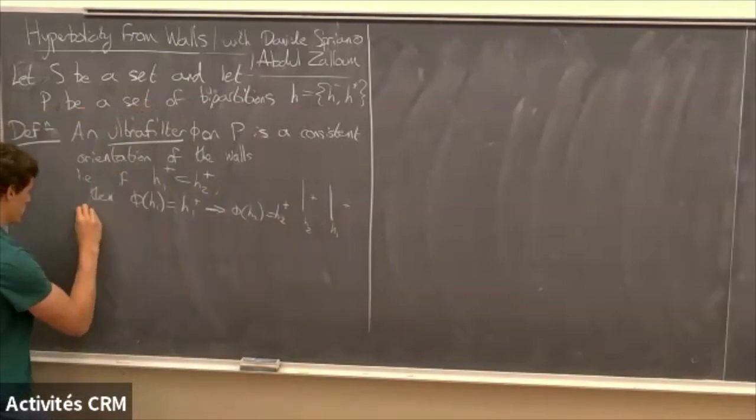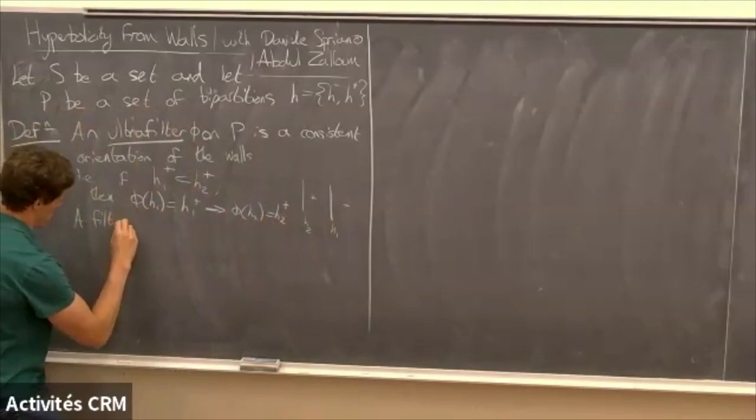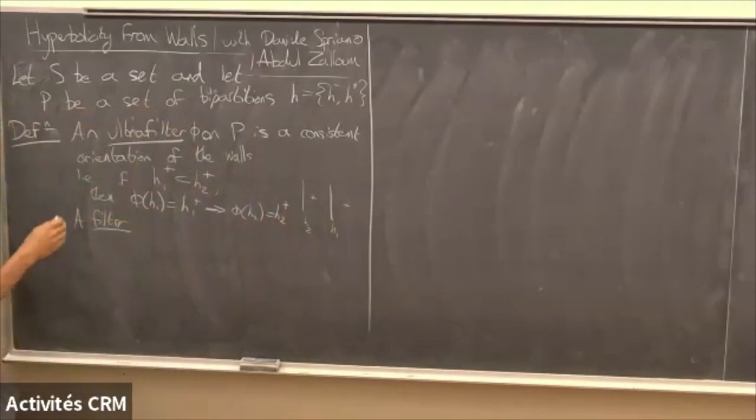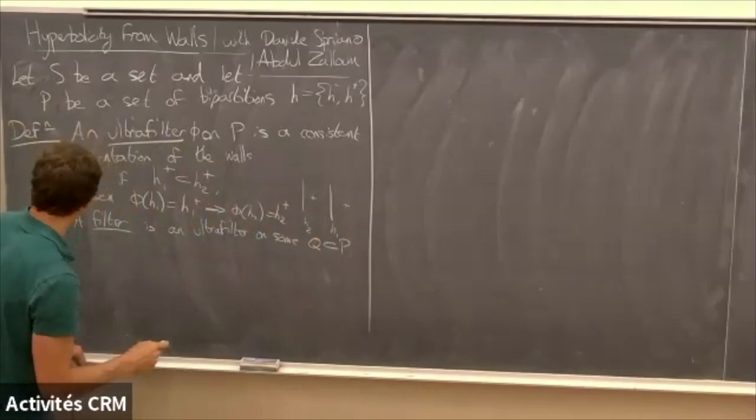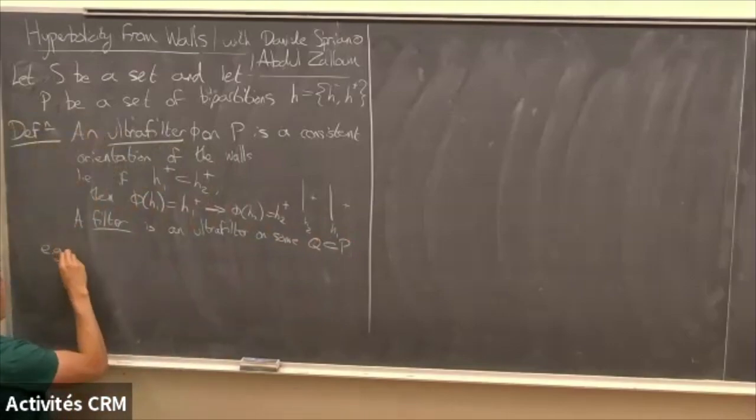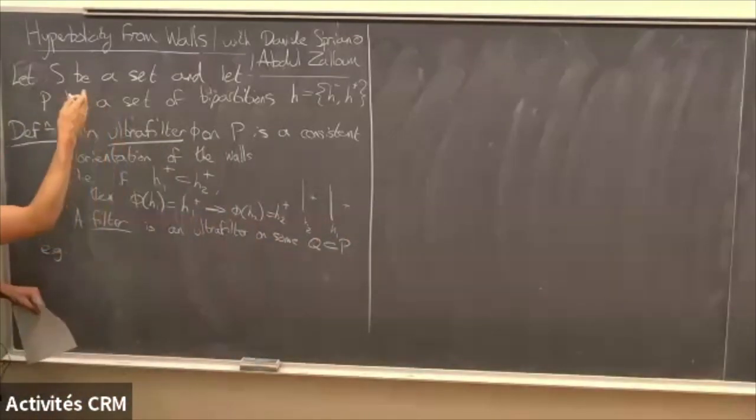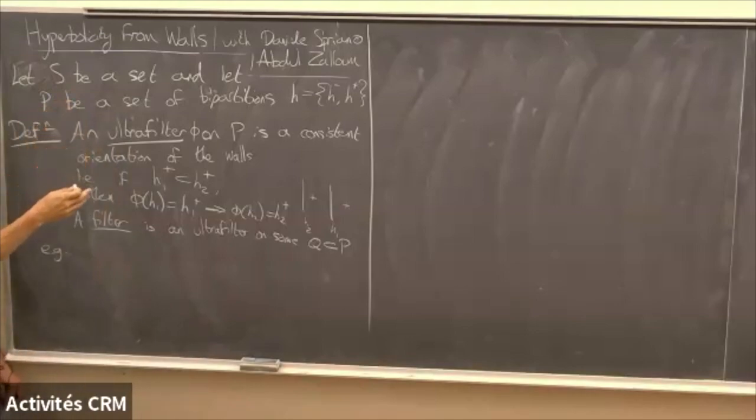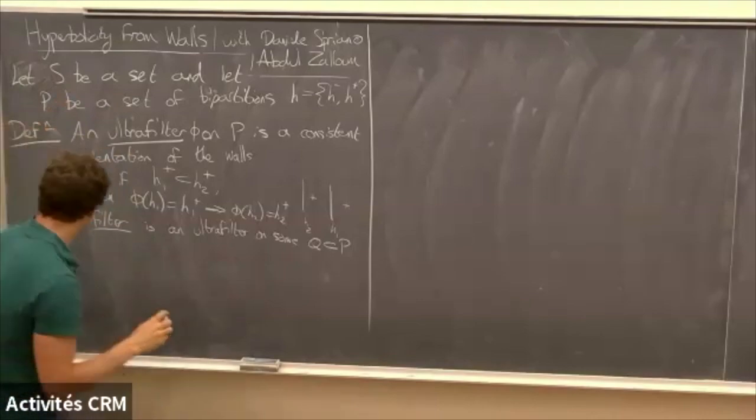And a filter is the same as this, except it's only on a subset of P. In other words, it's an ultrafilter on some subset. So for example, every element in the set S determines an ultrafilter just by pointing all of the walls towards it, by which I mean selecting the half space that contains that point.